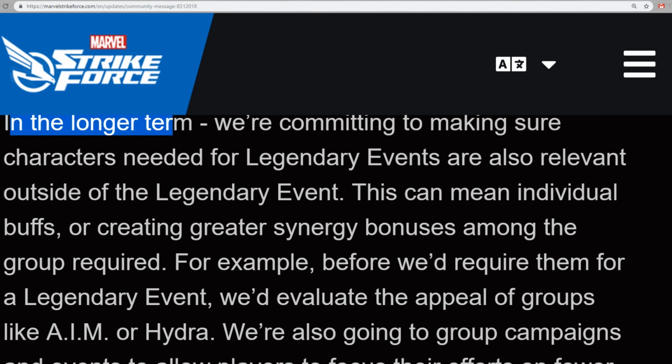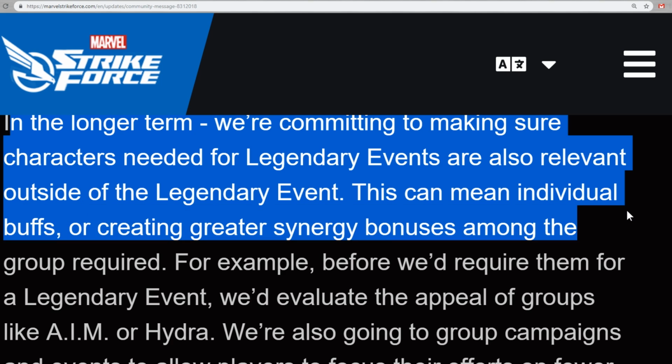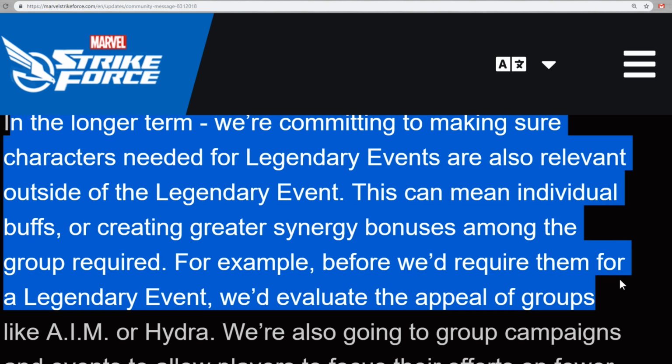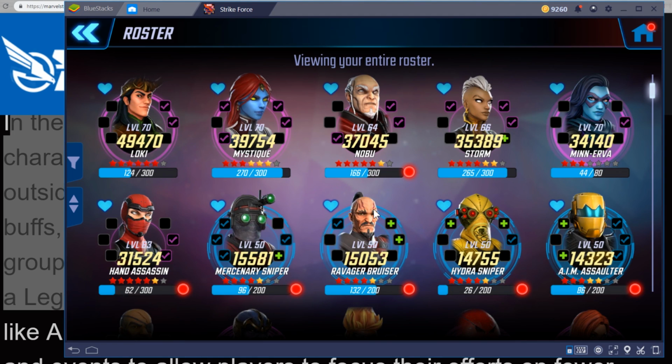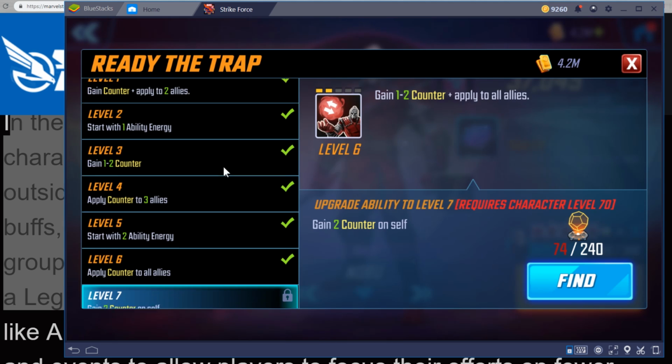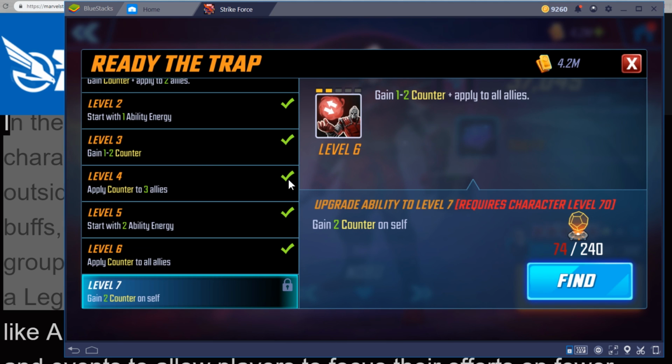They definitely said that they wouldn't require bad characters for legendary events. However, I kind of give them a pass on this because Nobu's not terrible. He's not great, but Nobu's all right. There are instances where Nobu's good. So I don't think he's a complete waste of resources, although he's definitely lower priority than at least half the roster. And then Hand Assassin is objectively bad. But Nobu's good. You're saying Nobu's Ready the Trap is a basic ability right there?